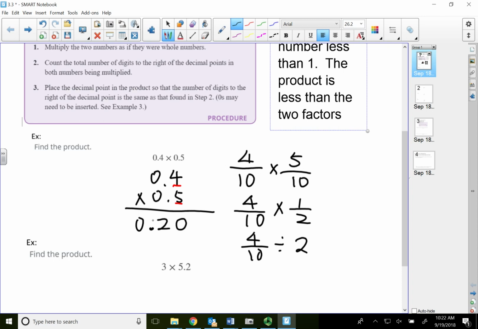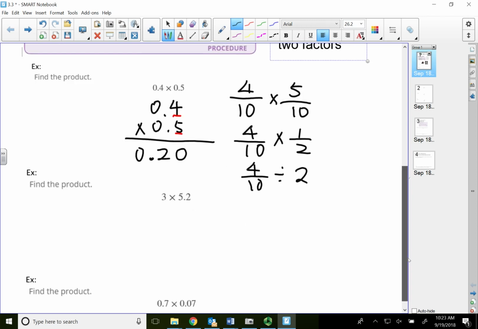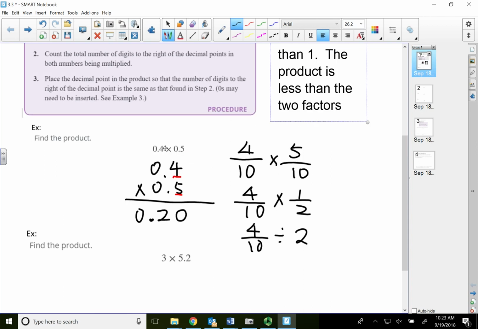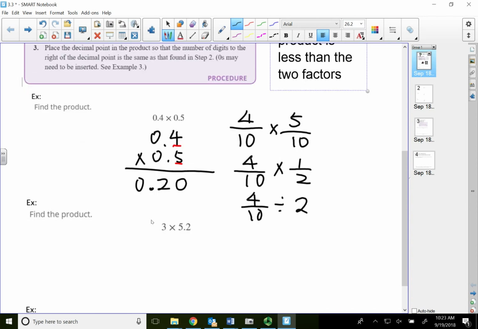So I'm making this fraction even smaller by dividing by 2. That's the reason why my final product, after I multiply 0.4 and 0.5, is actually smaller than my 2 factors. I'm actually dividing by 2 when I multiply by 0.5. That's why the product is smaller than the 2 factors we started with. This always happens. Most students think multiplication makes the answer bigger. Not always. If you're multiplying 2 numbers that are less than 1, the product is even smaller because you are actually dividing them in a way.